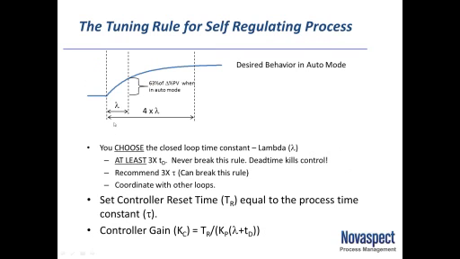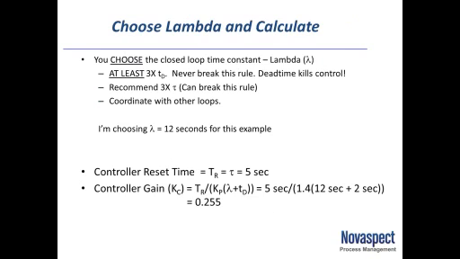Now we choose Lambda. Our automatic mode time, it's time to steady state divided by 4. Choose that number at least 3 times greater than dead time, and typically somewhere between 1 and 3 times tau. Put those numbers in the equation, and we got a reset time of 5 seconds and a controller gain of 0.26.